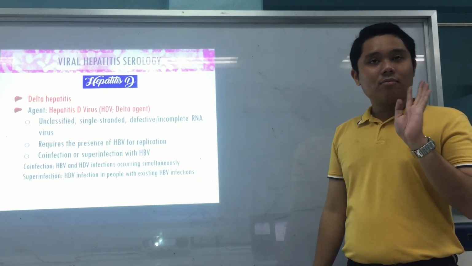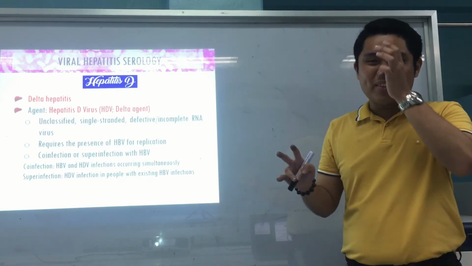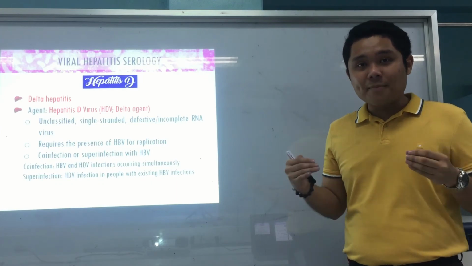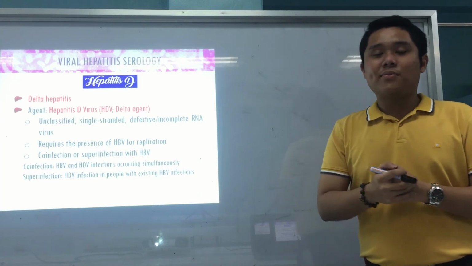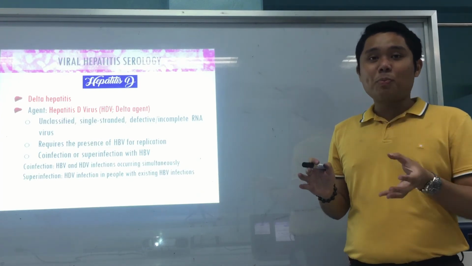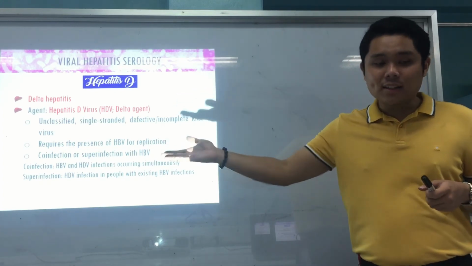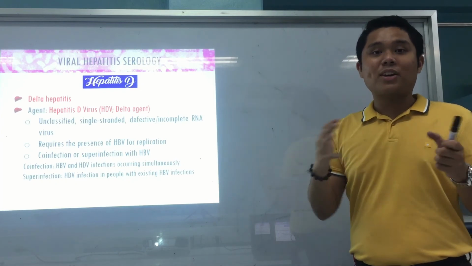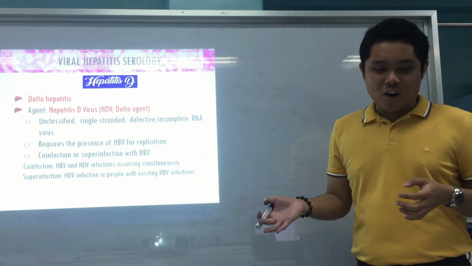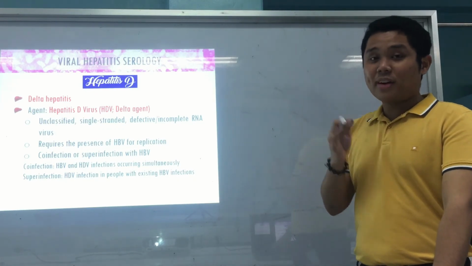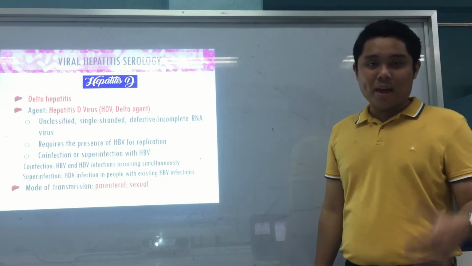And it could cause co-infection or super-infection with HBV. When I say co-infection, both of them are acquired by the patient at the same time, and both cause infection. So at the same time, the patient gets hepatitis B and hepatitis D infection. That's co-infection. In super-infection, the patient already has hepatitis B, and then in the later part, the patient acquires hepatitis D. So it is super-infection. The patient already had hepatitis B, and after some time acquired hepatitis D. Okay, so that's co-infection versus super-infection. And the mode of transmission is parenteral or sexual, so it is the same as hepatitis B.